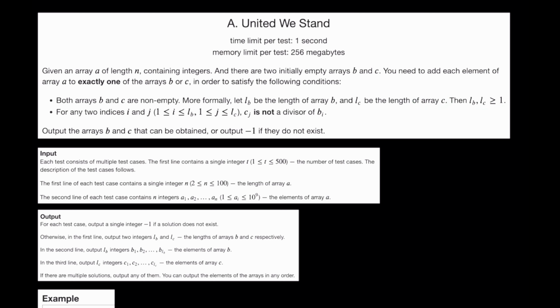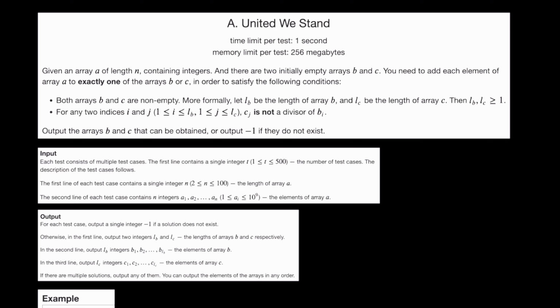Then both of them should be greater than or equal to 1. For any two indices i, j, where i is the index in array B and j is the index in array C, C of j is not a divisor of B of i. That means any element in the array C should not be a divisor of any element in array B. Any element in array C should not be able to divide any element in array B.